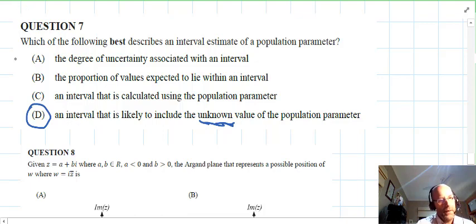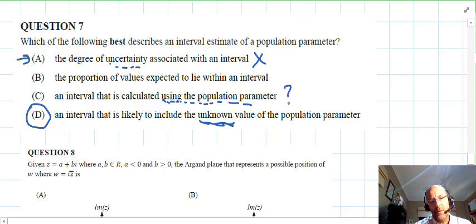An interval estimate does not directly talk about uncertainty, so that's certainly not the best description there. And C, I'm skipping B for a second, but if we're using an interval that is calculated using the population parameter, but we don't know it, so how can we use the population parameter in the calculation? So that's not valid.